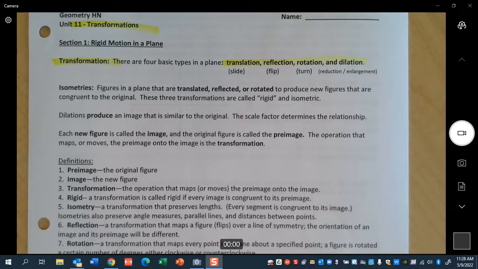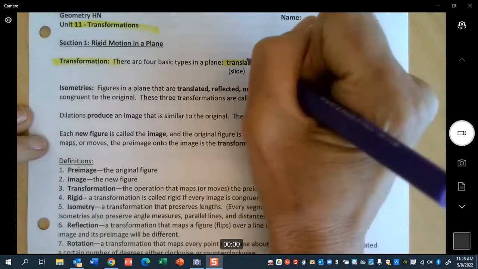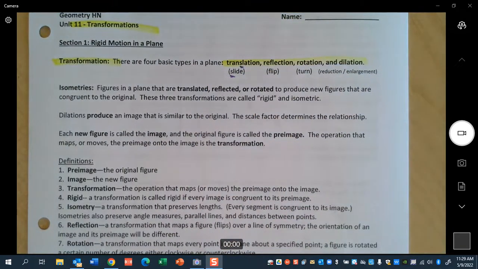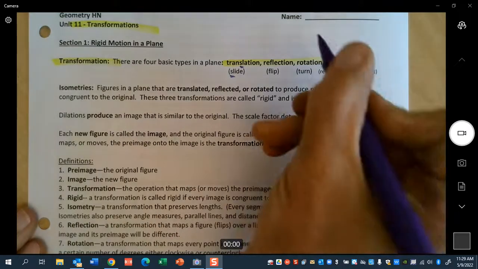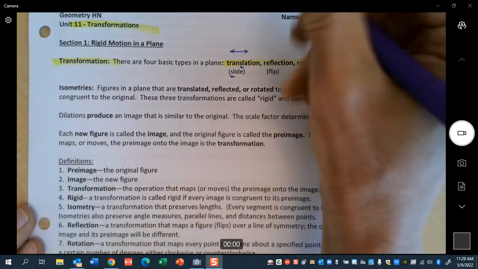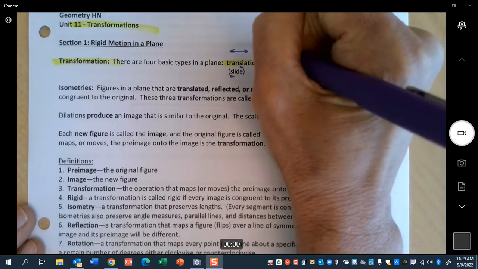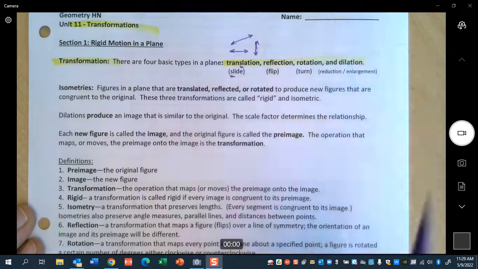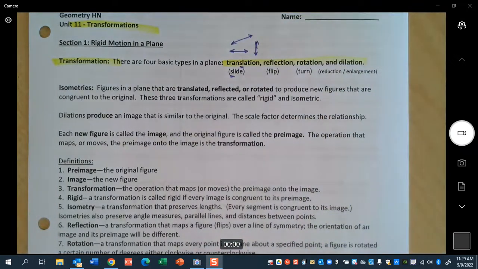And it's fun, of course, that the SL in translation matches up with the SL in slide, and that helps us remember. We can slide things left, right. We can slide things up, down on the coordinate plane. And we can also slide things on a diagonal. So anytime that we're just shifting the coordinates and sliding something over.